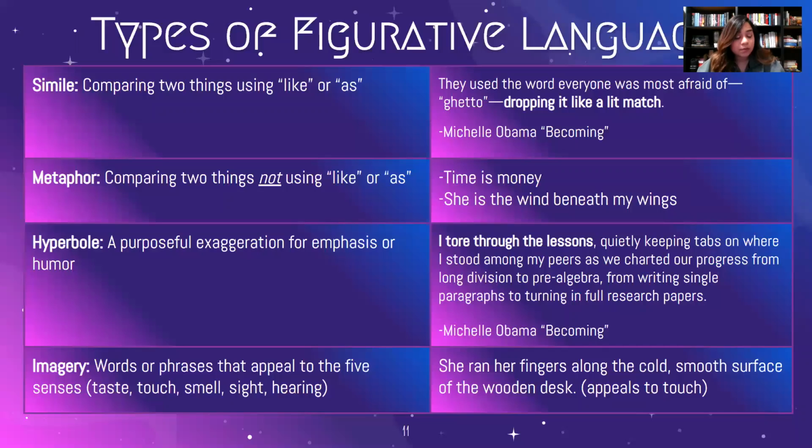So when you're writing about imagery, especially in the activity that you guys are going to see in a little bit, you need to tell me what it appeals to. Does it appeal to taste? Does it appeal to touch, to smell, to sight, or to hearing? You have to tell me which one it appeals to.